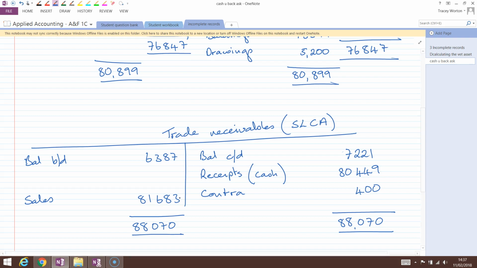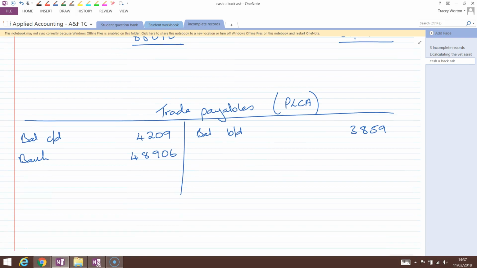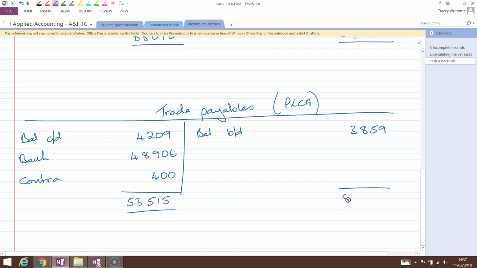Similarly then, we can finish off our trade payables account. So we've put the bankings in, so we need now to put the contra entry through. So we have a contra, remember, of £400. So if we total up our debit side, we find that the total is 53,515. Give this as the total on the credit also. And therefore our missing figure we're assuming is credit purchases, and that will come to 49,656.